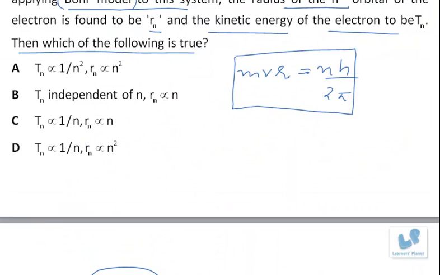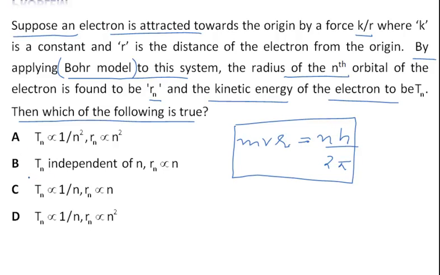Now let us look at all the options. In option B, Tn is independent of n and r is directly proportional to n. This option B is correct.